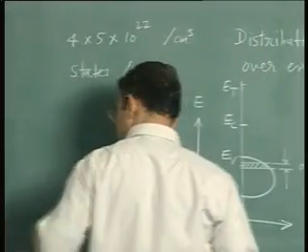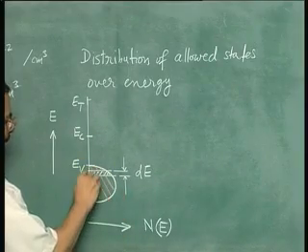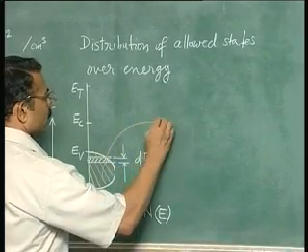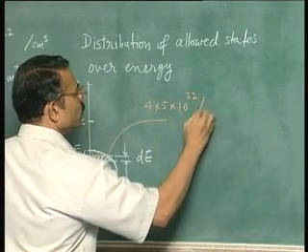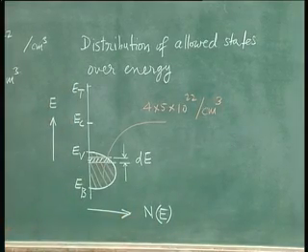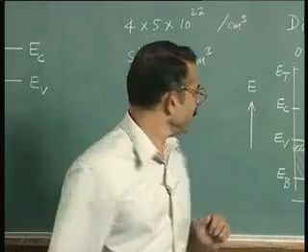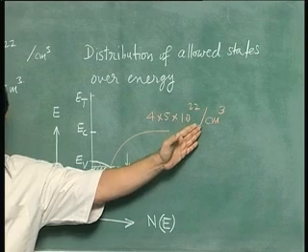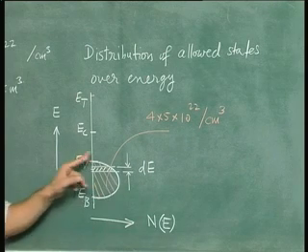So this total area is 4 into 5 into 10 power 22 per centimeter cube. If I take 1 centimeter cube of silicon and try to see the total number of states, they will be this many, and if I try to see their energy distribution, I will find this is the energy distribution.